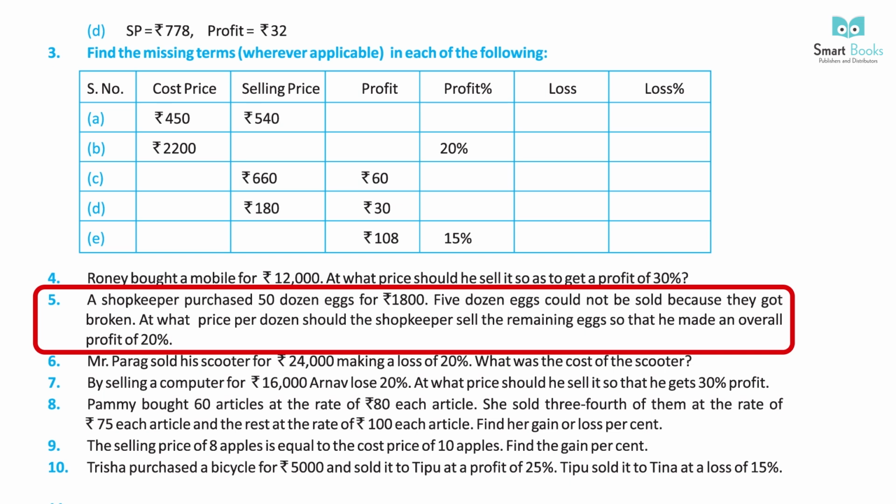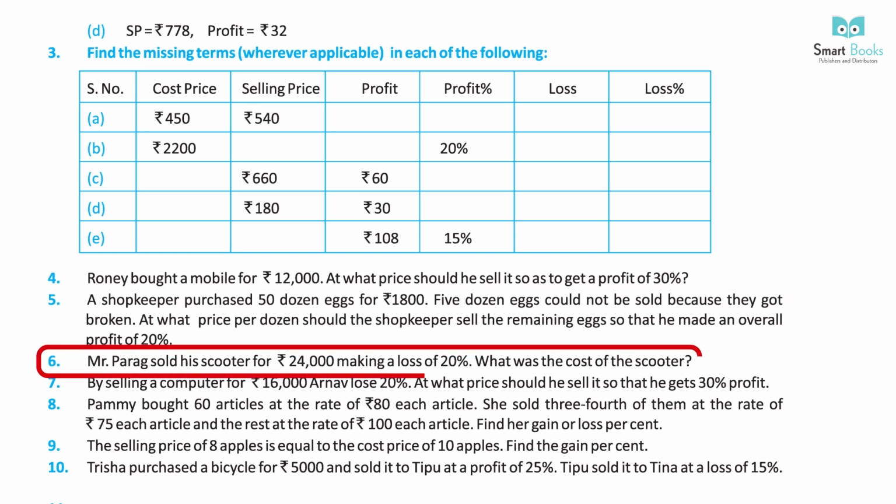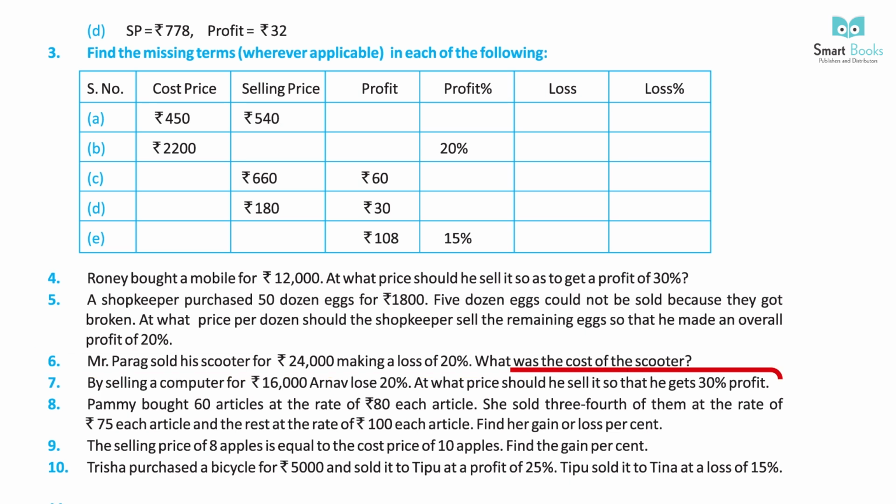At what price per dozen should the shopkeeper sell the remaining eggs so that he made an overall profit of 20%? Solution. It's rupees 48 rupees per dozen. Question 6. Mr. Parag sold his scooter for rupees 24,000, making a loss of 20%. What was the cost of the scooter? Solution. Rupees 30,000.